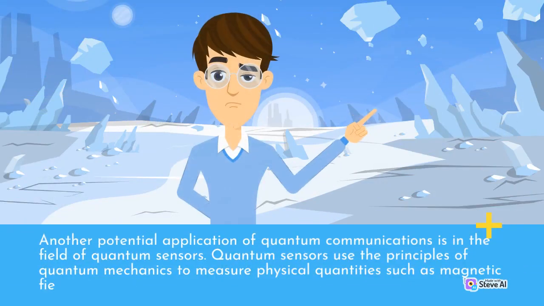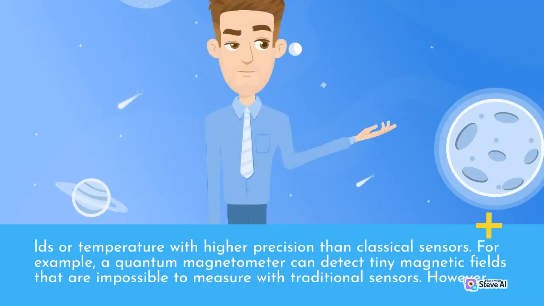Another potential application of quantum communications is in the field of quantum sensors. Quantum sensors use the principles of quantum mechanics to measure physical quantities such as magnetic fields or temperature with higher precision than classical sensors. For example, a quantum magnetometer can detect tiny magnetic fields that are impossible to measure with traditional sensors.